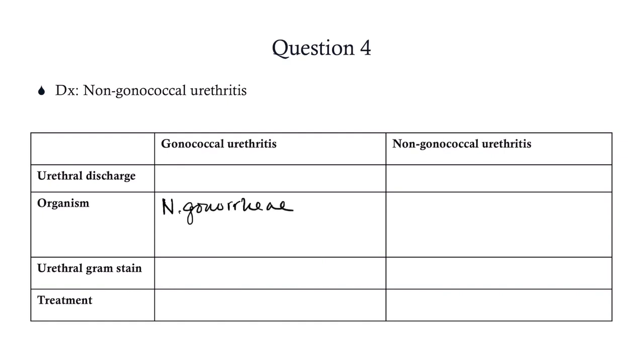Always. The urethral discharge is going to be purulent and often abundant. And it also tends to stink. If you want to smell it, go for it. I personally would not do that, but whatever floats your boat. The urethral gram stain is going to show you intracellular gram-negative diplococci. Please commit that to memory, because that may be the only thing they tell you.